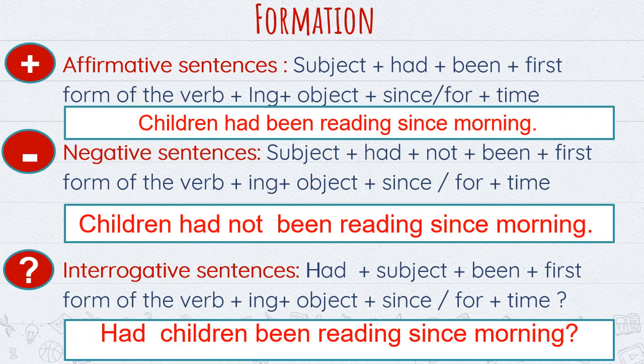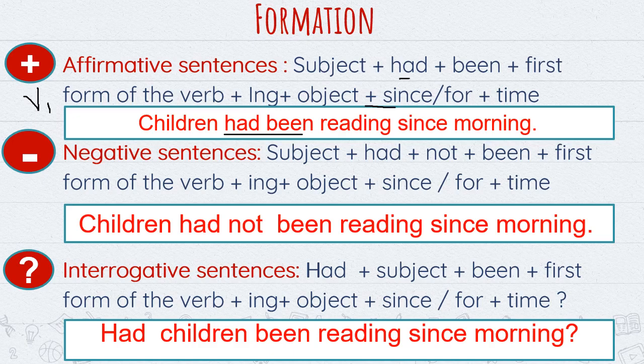Now let's have a look on formation of past perfect continuous tense. For affirmative sentences, the formation is subject plus had plus been plus first form of verb, or we can say V1 plus ing plus object plus since or for plus time. The use of since and for is same as I have told you in present perfect continuous tense. For example, children had been reading since morning. So in past perfect continuous tense, we will use had been.